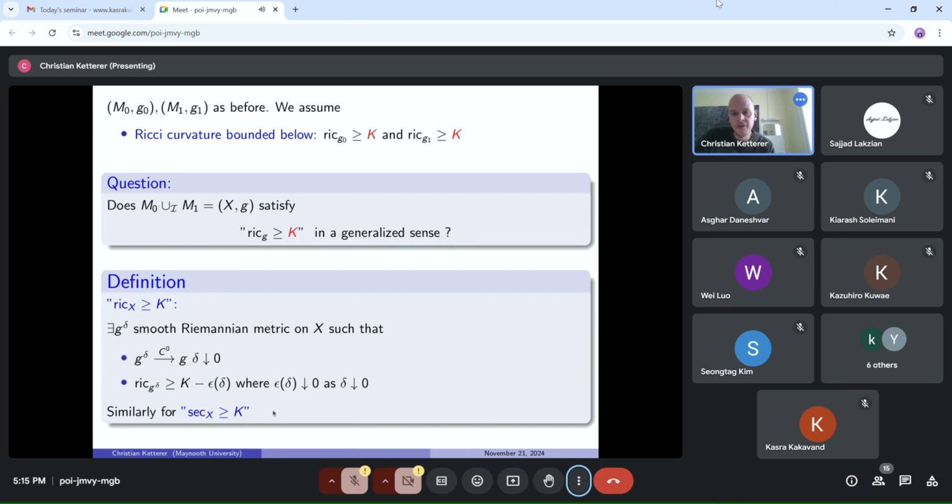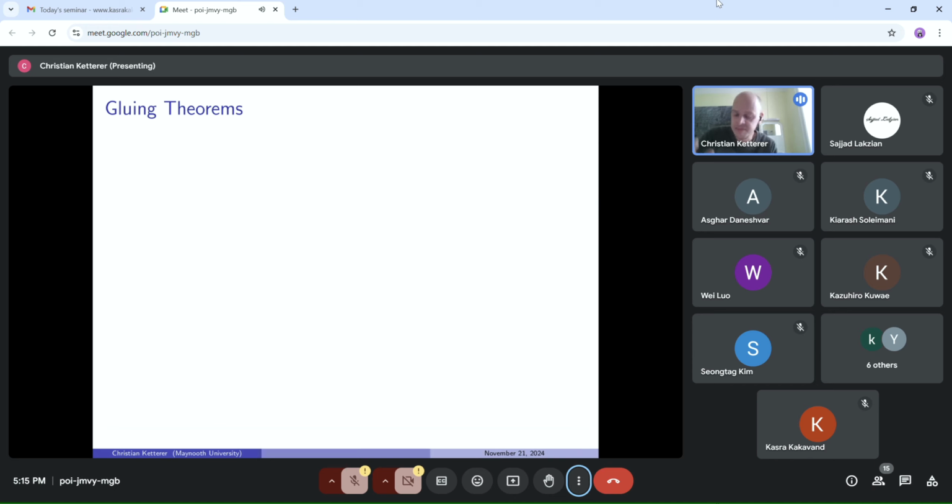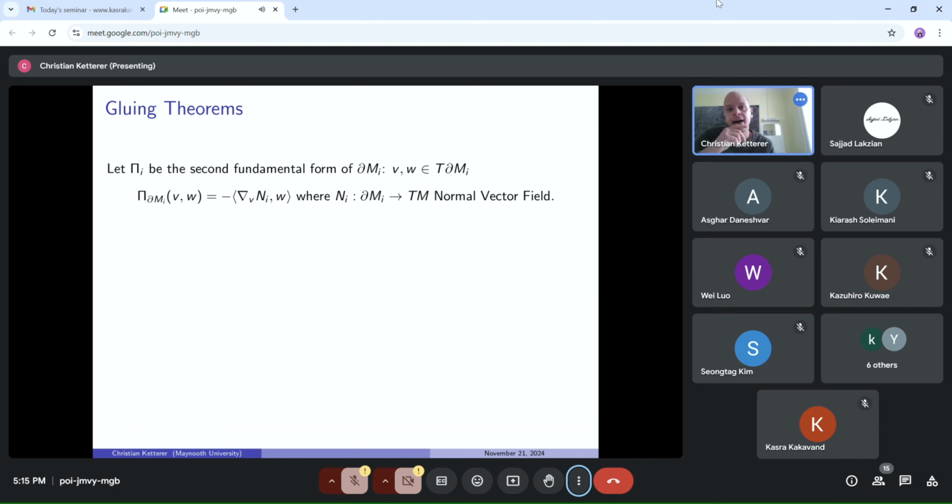Okay. So with this definition, now I can state the first theorem. This is a classical theorem, so I won't prove that. For that we need one more notation. We have the boundaries of the Riemannian manifolds, and on the boundary we have the so-called second fundamental form, which encodes the extrinsic geometry of the boundary inside of a manifold. And it's defined for pairs of vectors that are tangent to the boundary in this way, by differentiating the normal vector field along the boundary in direction of these two vectors here.